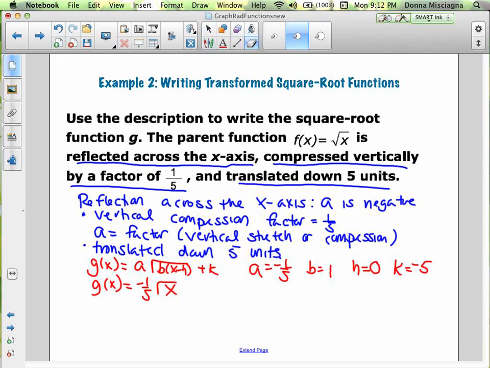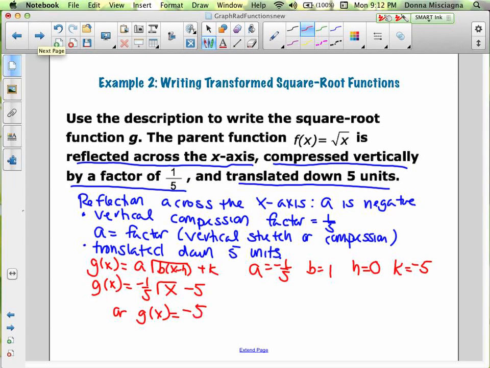If you have trouble with that, sometimes it's hard to make your radical end, so make sure you have enough space here. You could, by the way, write it like this: g of x equals negative 5 minus 1/5 square root of x. Either is fine. They are the same equation. So if the order is ever changed, it's still the same equation. Commutative property, you can change the order you add things in. And technically that is addition, right? We're adding a negative 1/5.